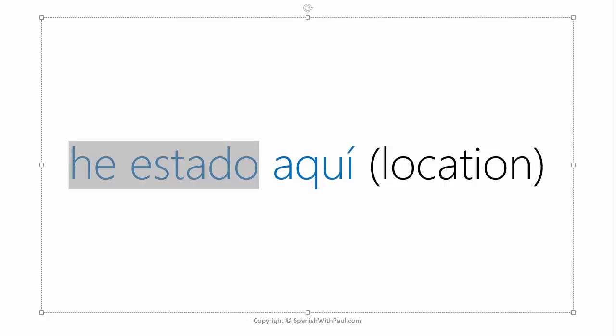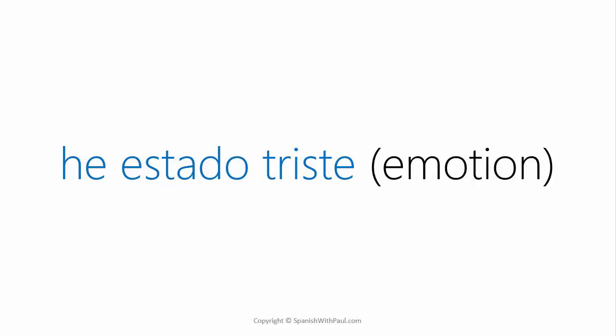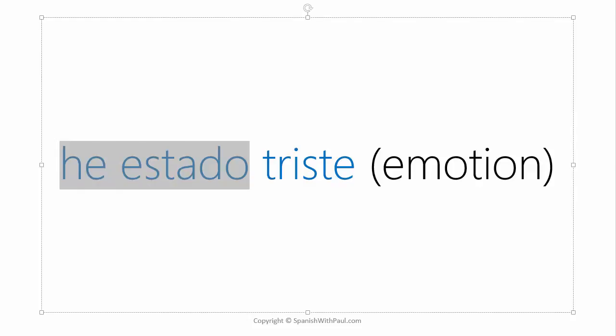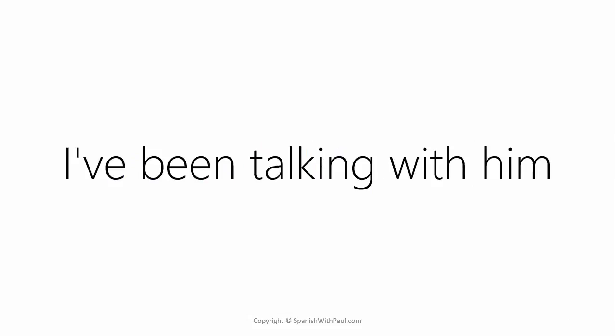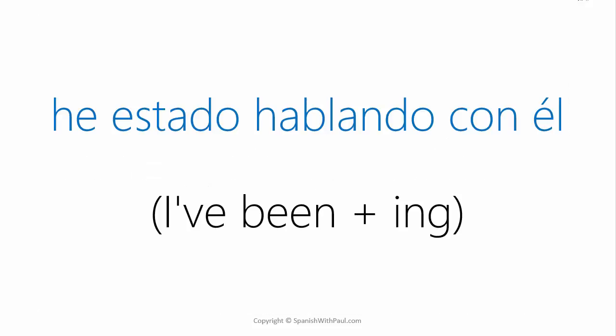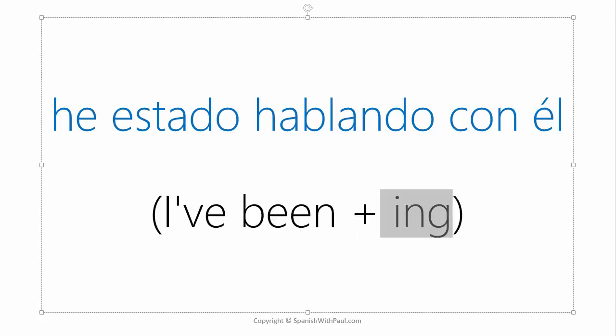Or if we wanted to express something like I've been sad, it would be he estado triste, because now we're expressing something about emotion and mood, something more transitory in its nature. So again, we stay firmly planted in estar, he estado, for I've been. And then we also have all these other ones like I've been with ing. So I've been talking with him is also on the estar side. He estado hablando con él. Here we have the I've been with any kind of an ing.